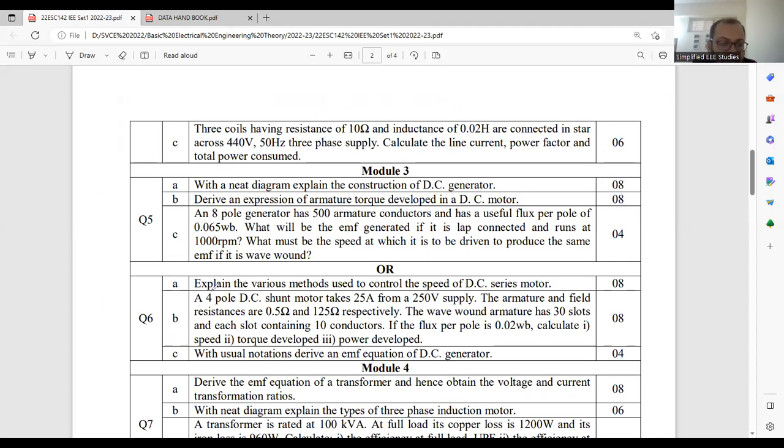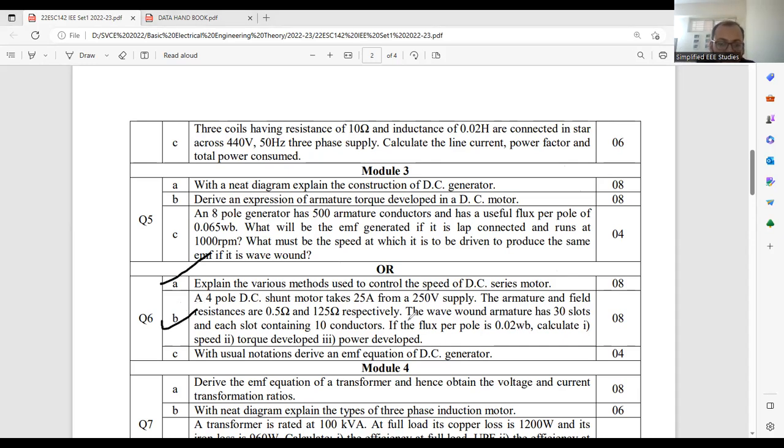So question number 6A. Explain the various methods used for controlling the speed of a DC series motor. Speed control you have to elaborate. Okay, see, for series there are two types of methods: armature control as well as field control. If the speed control is below rated speed, you have to go for armature speed control. If the speed control is above the rated speed, you need to go for the flux control, field or flux control. All right.